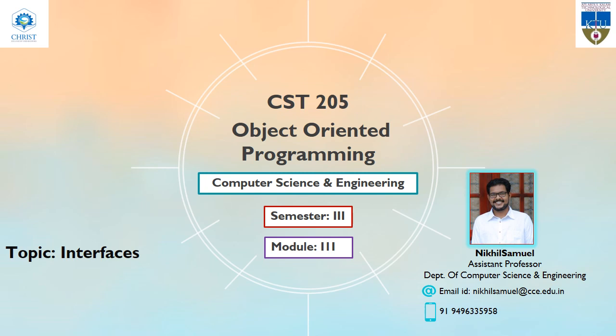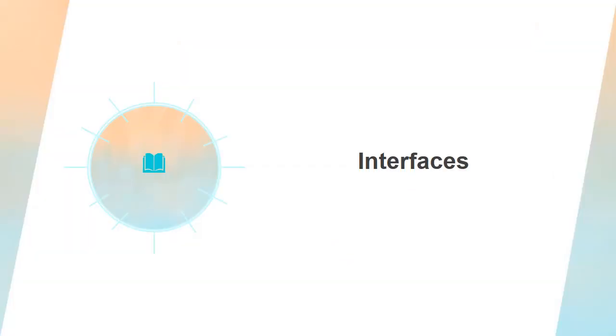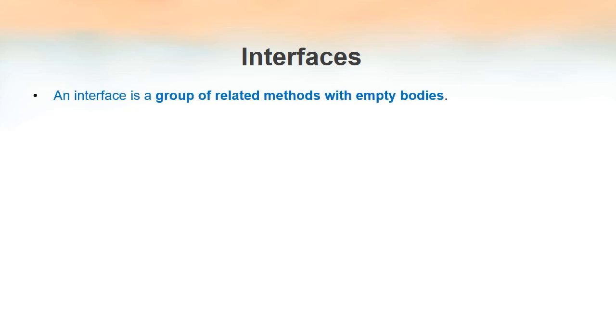In this video lecture, we'll be discussing the topic named interfaces. First of all, we will define what an interface is. An interface can be defined as a group of related methods with empty bodies. So all the methods inside an interface will have their header, but they will not have their bodies. We'll be hiding their implementation part.